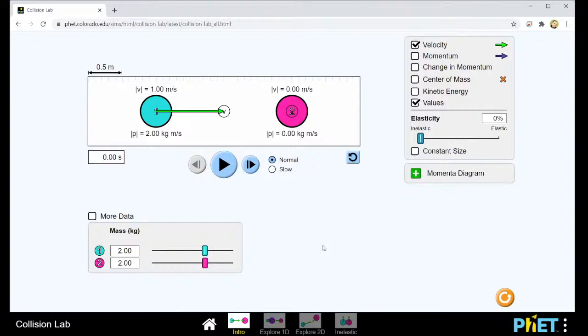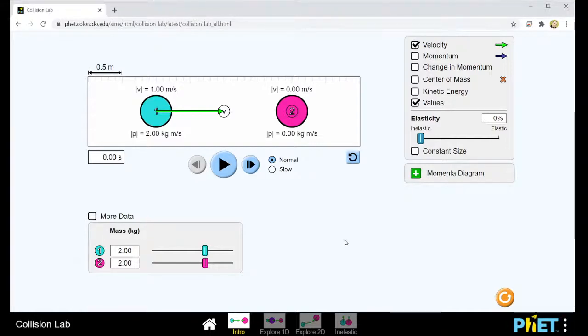Now, if we rely on the fact, we haven't derived this yet, but I've stated this, if we rely on the fact that momentum is conserved, which means it doesn't change, the momentum of the system doesn't change before versus after a collision occurs. If the total momentum is 2 kilograms meters per second before the collision, what's going to be the total momentum after the collision? Not a trick question.